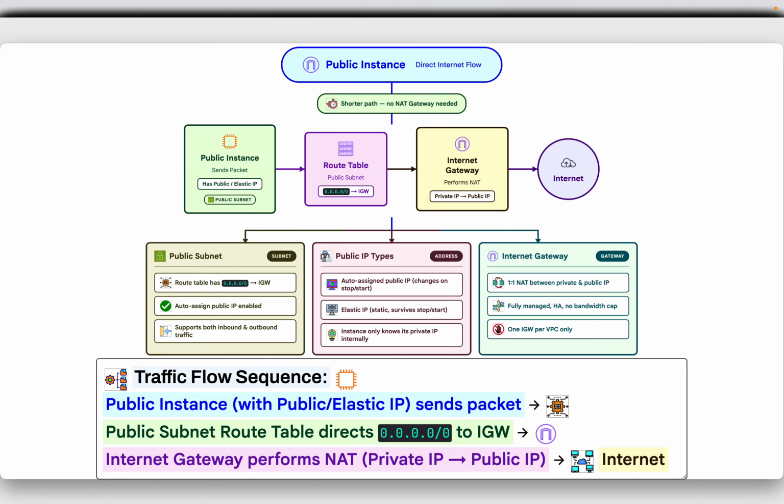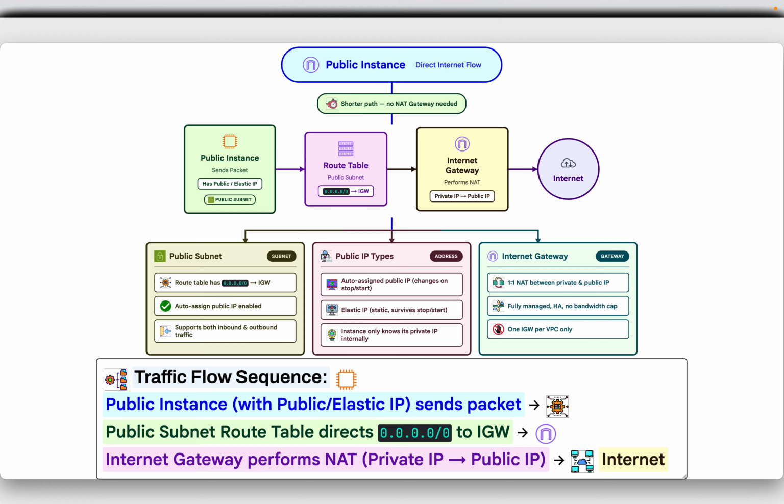So this is second, which is public instance, how the traffic flows. This diagram shows the direct internet flow for a public instance. This is a shorter path with no NAT gateway required. The traffic flows from the public instance to the public subnet route table, then directly to the internet gateway and out to the internet. The public subnet route table has, for example, 0.0.0.0/0 pointing to the internet gateway. It has auto-assigned public IP enabled on EC2, and it supports both inbound and outbound traffic.